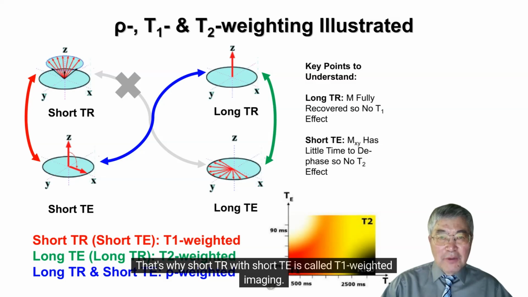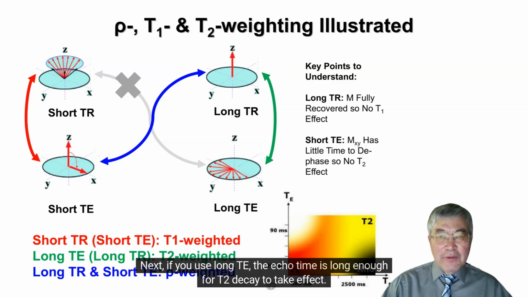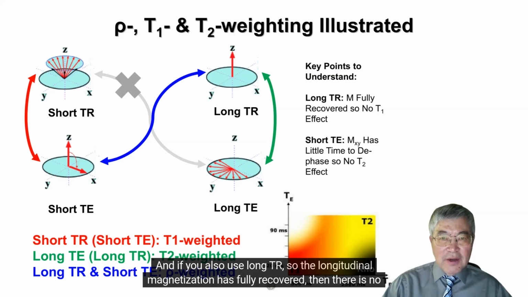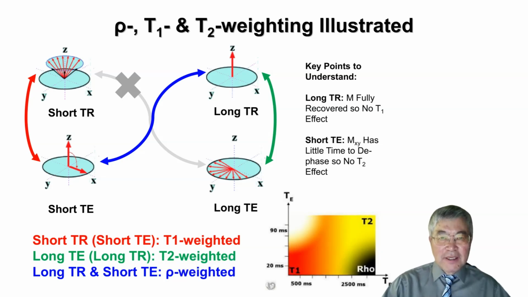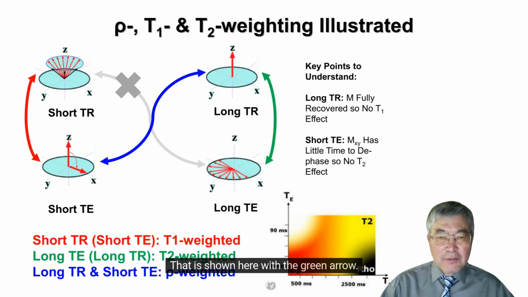That's why short TR with short TE is called T1 weighted imaging. Next, if you use long TE, the echo time is long enough for T2 decay to take effect. And if you also use long TR, so the longitudinal magnetization has fully recovered, then there is no T1 effect. In this case, the signal is dominated by T2 decay, so it is T2 weighted. That is shown here with the green arrow.